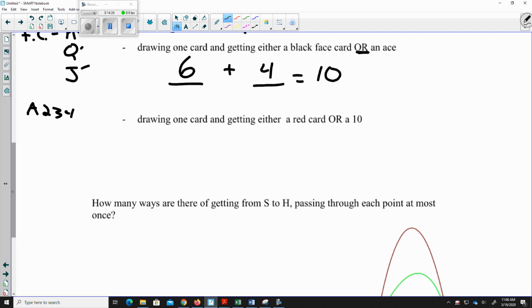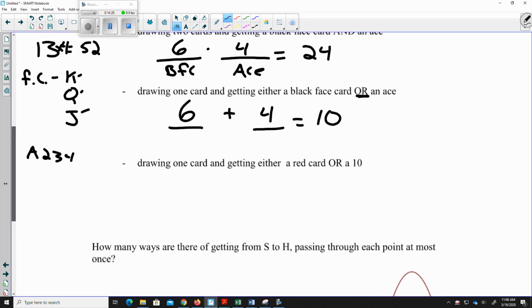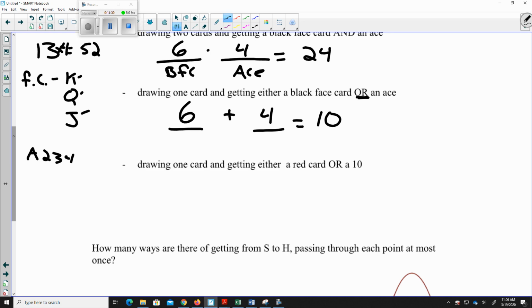So let's look at that. So red cards, there's 2 red suits, 13 cards in total. So now what we do is we go 13 times 2. There's 26 red cards, half the deck. Now there's also 4 10s. Okay, cool. So we would add those together.